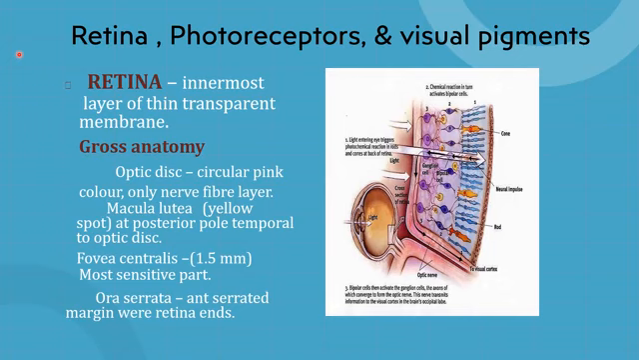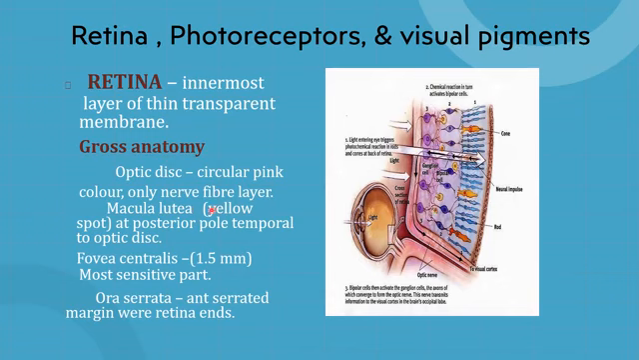So, a brief introduction about the retina, photoreceptors and pigments. The retina is the innermost layer, a thin transparent membrane. This is the structure of the eyeball. Light falls from here through the lens, and these are the inner layers. This entire thing is the vitreous humor, and this is the sclera and the choroid layer, and then the retina. Here the cross section of the retina is taken, and then this is the optic nerve.